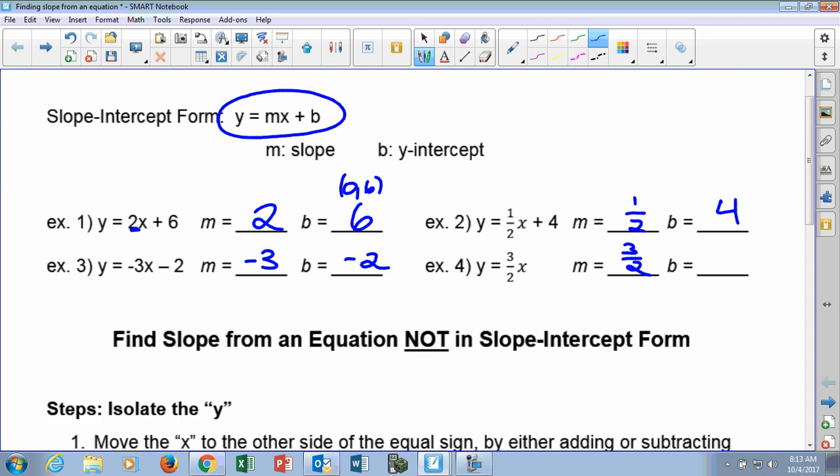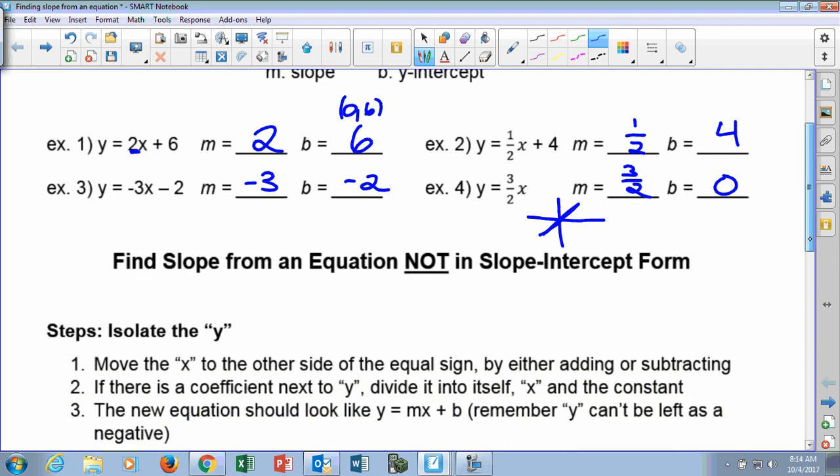That means that line goes through the origin, right? So if this was the graph, it's going through (0, 0). Okay, so that part's pretty easy. So what happens when they have to make us work a little bit?